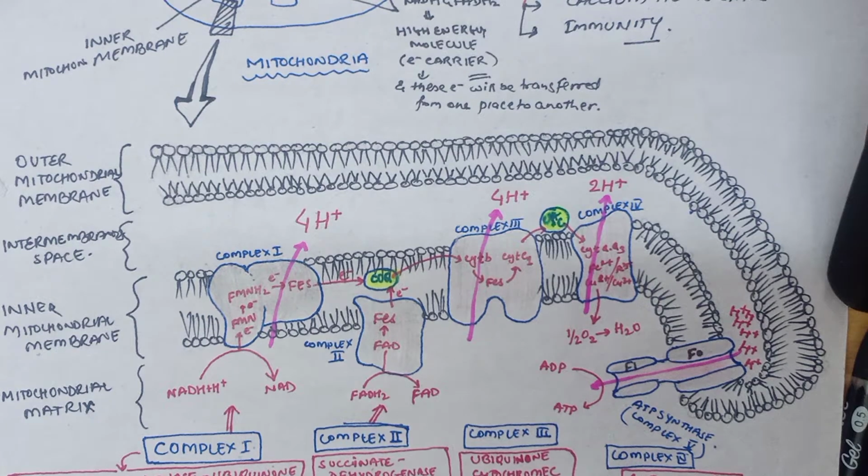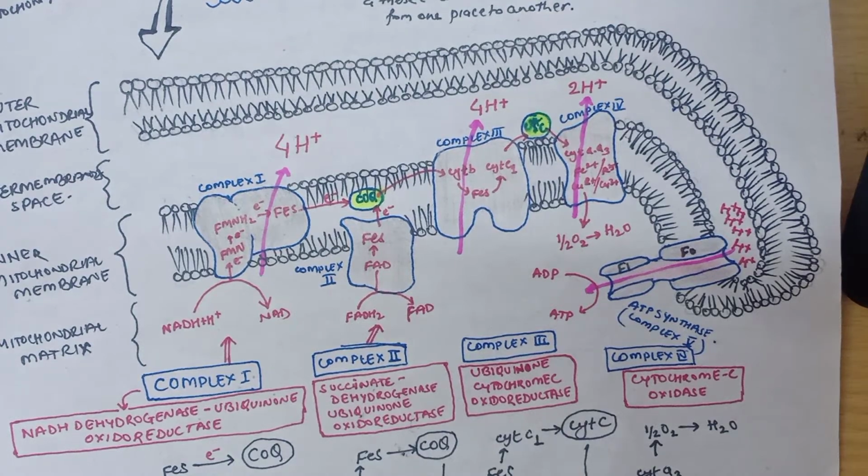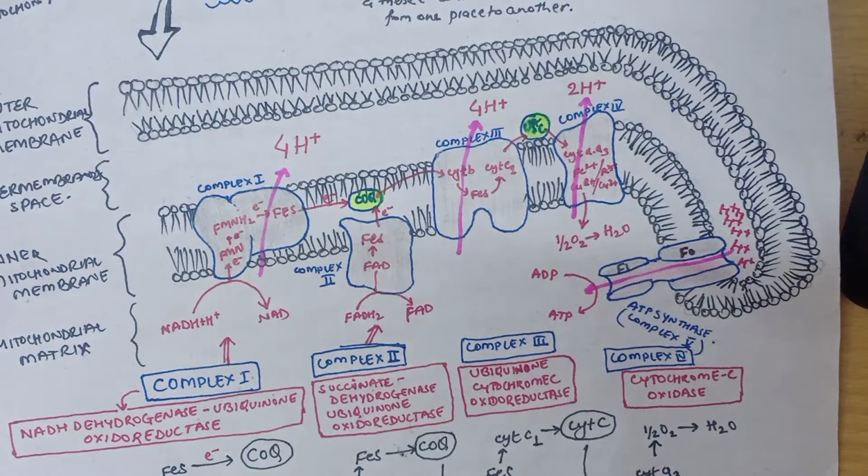Hello friends, today we'll talk about the electron transport chain. The electron transport chain is also known as the respiratory chain, and 70% of the oxygen consumed by the cell is utilized by the electron transport chain to produce ATP.